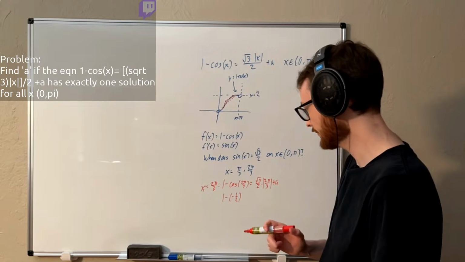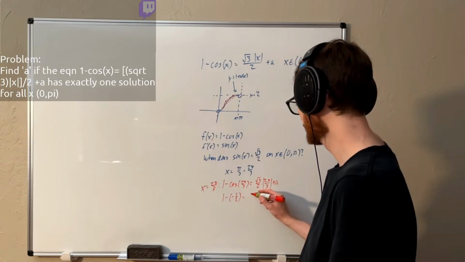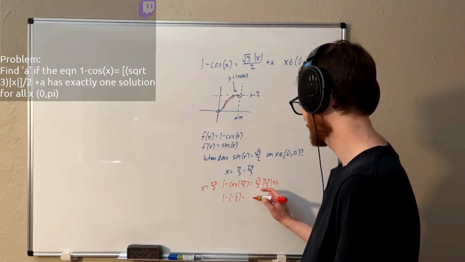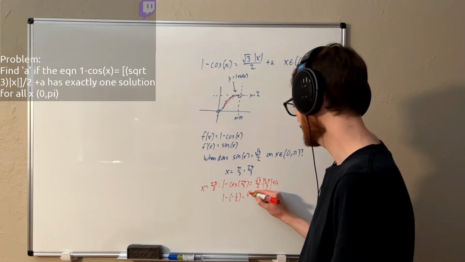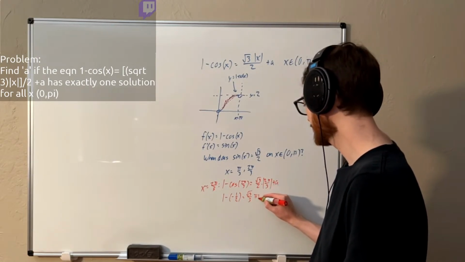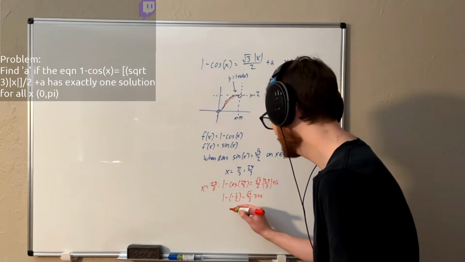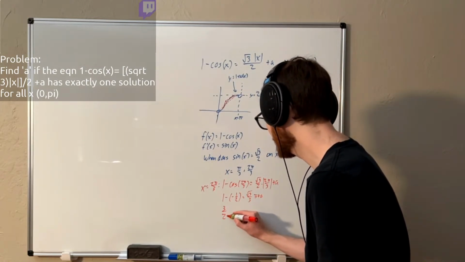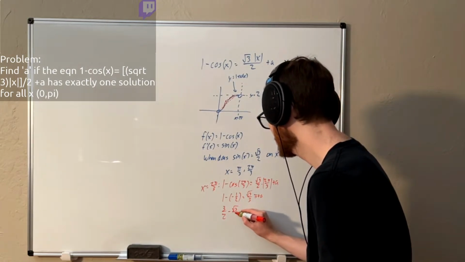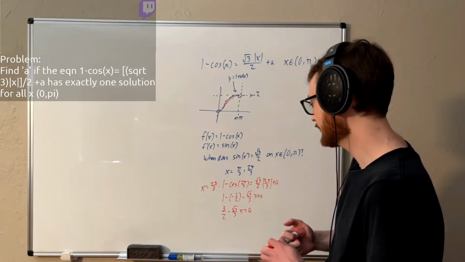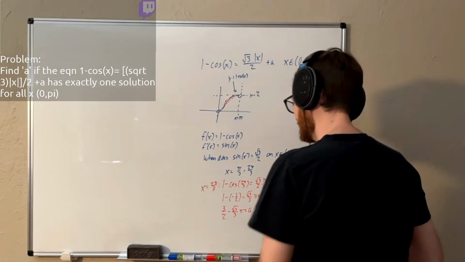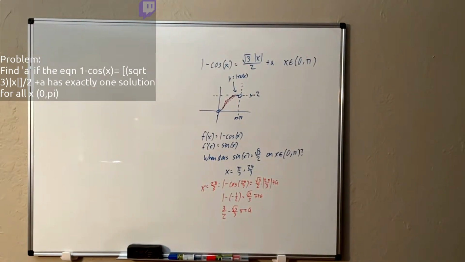Does that make sense? I think so. Absolute value of 2 pi over 3 is still 2 pi over 3. We get root 3 over 3 pi plus A. So if I did my math right, it's 3 over 2 minus root 3 over 3 times pi. I'm not all that confident though.